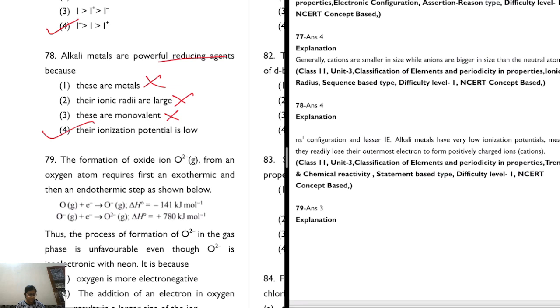In alkali metals, we have ns1 configuration. Upon losing an electron, ns1 will become ns0, so it will tend to become this. It will easily lose an electron, that is, it will oxidize itself and act as a reducing agent.